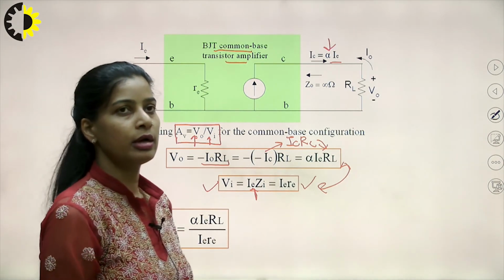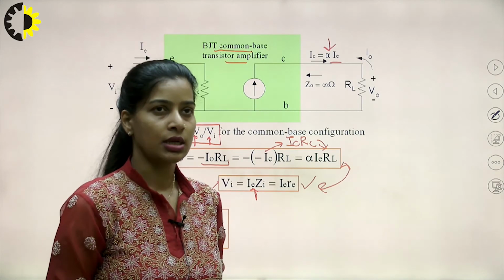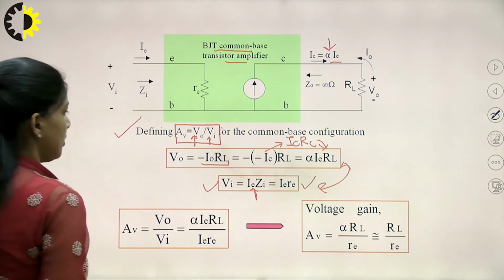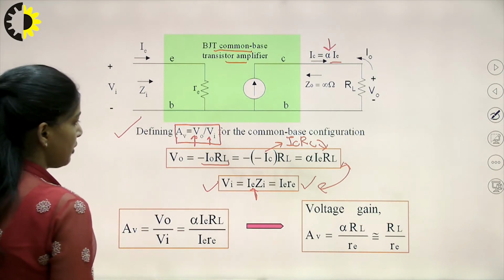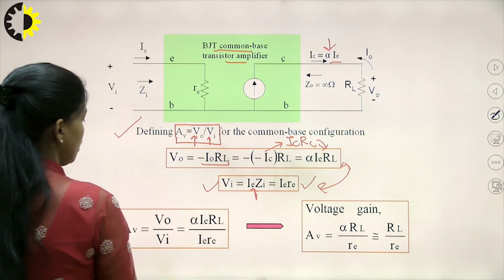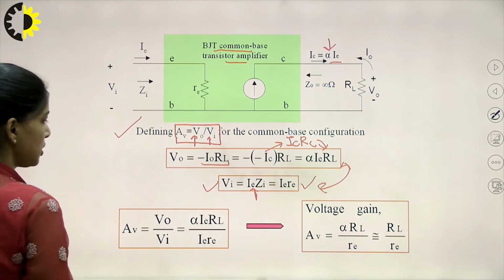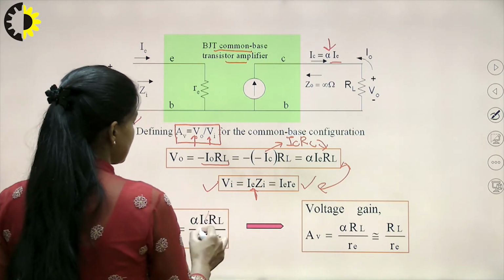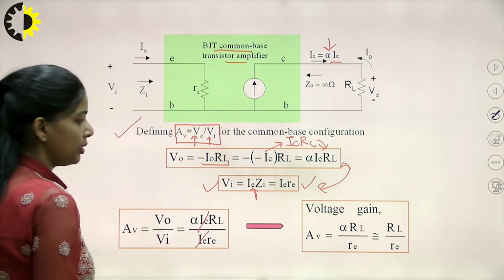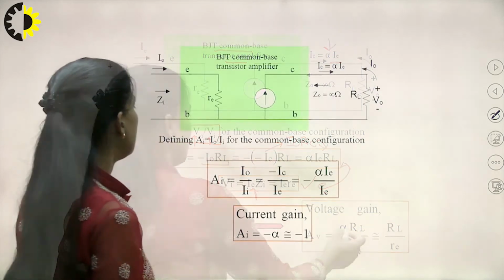Re will be the voltage gain for this BJT common base transistor amplifier, and this further we can write as IE from the numerator and IE from the denominator will get cancelled out, and we get it as alpha RL upon RE.